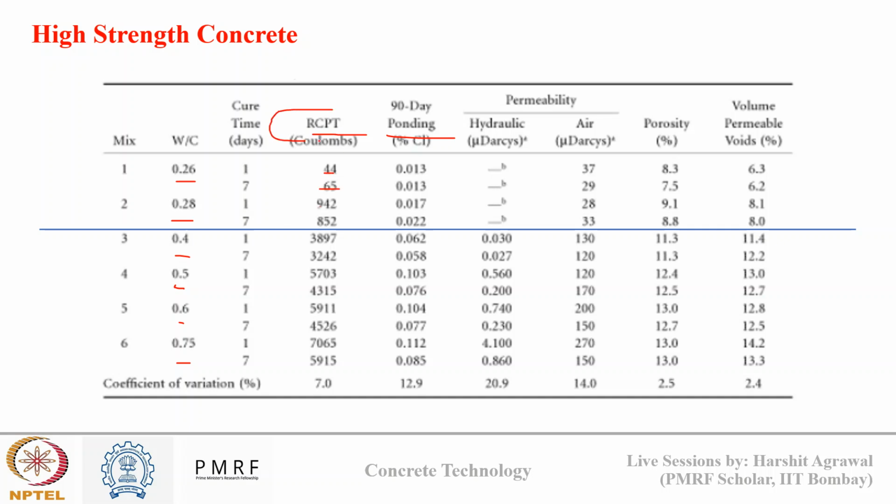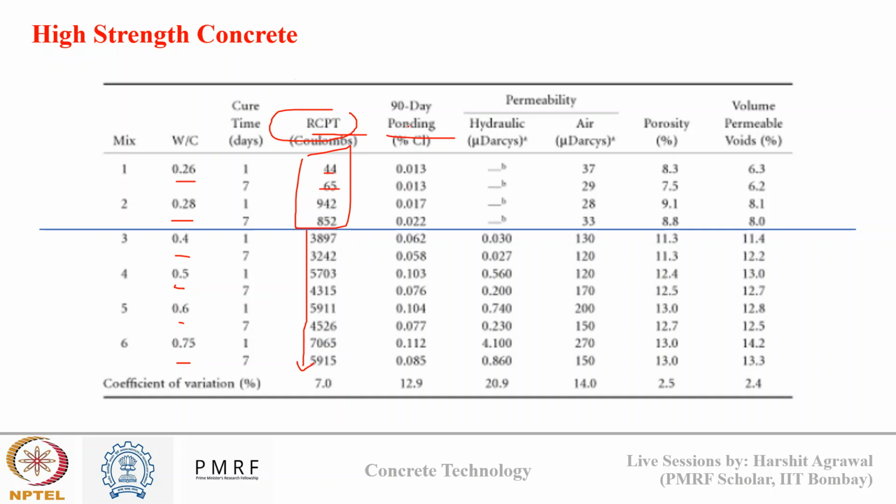This RCPT test is a test which is used to check the chloride penetration ability through concrete, and the lower the RCPT value, the denser the concrete. So you can see RCPT values for 0.26 to 0.28 W by C ratio are very low, and they increase as the W by C ratio increases. This shows that my concrete is denser when the W by C ratio is low.